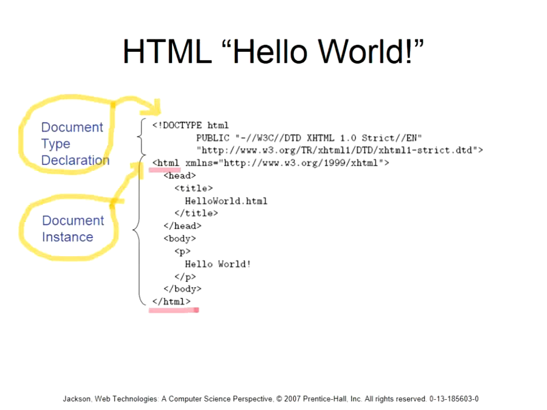And the document instance also contains two parts. Under the HTML tag we can find two parts. The first one is head and the second one is body. Clear? Any questions about the HTML document?